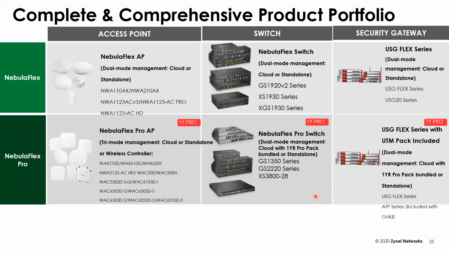And then it is our USG Flex products that come bundled with a UTM license. That bundled UTM license also includes 1 year of ProPack. And then also our ATP series of products. Nebula ProPack license is bundled with the Gold license that you need to use the features on the ATP.